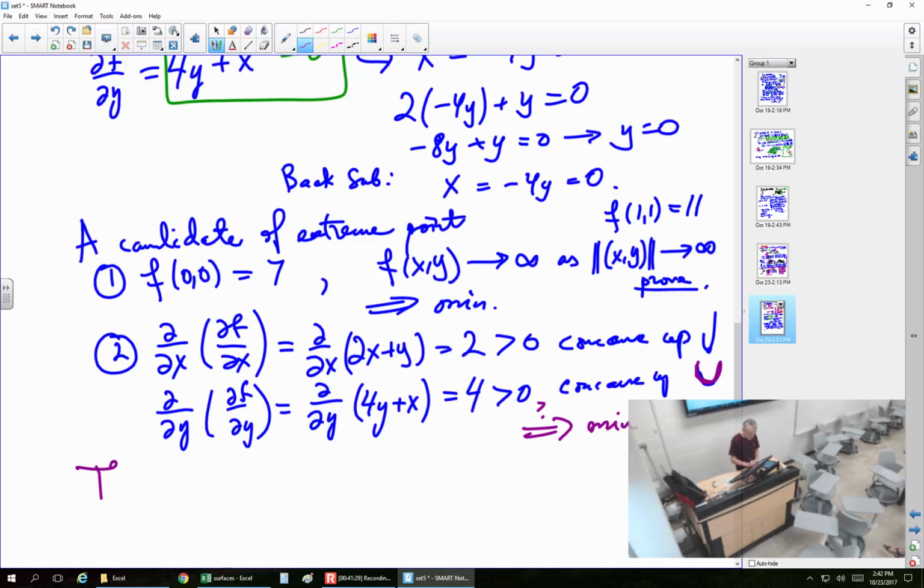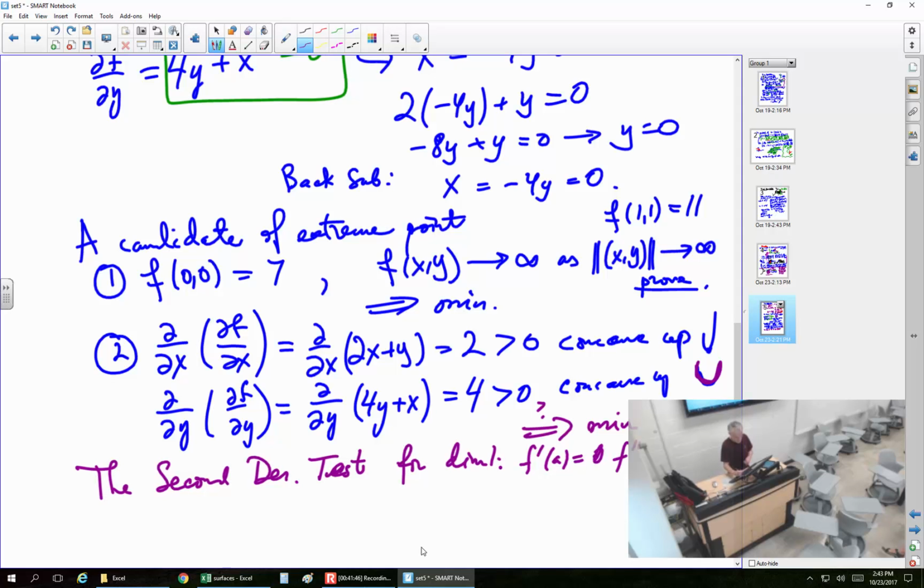So, the second derivative test for two dimensions. It works for dimension 1. Once again, f prime of a is equal to 0, and with differentiability, if the second derivative at a is positive, then a is a minimum. That's how the second derivative test works in Calculus 1. And now it fails, because once again we're only able to eliminate some candidates.